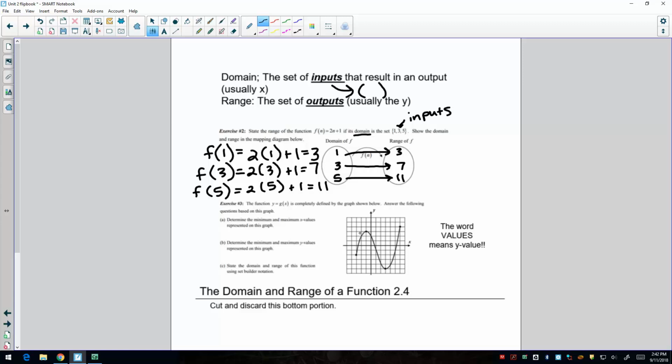Okay, so exercise 3 is dealing with a graph. They give you an equation or a function, y equals g of x. So this function is called g. It says it's completely defined by the graph shown below. Answer the following questions based on this graph.